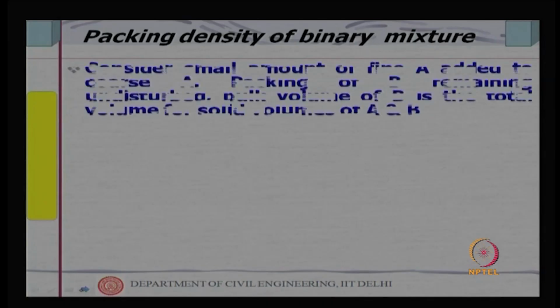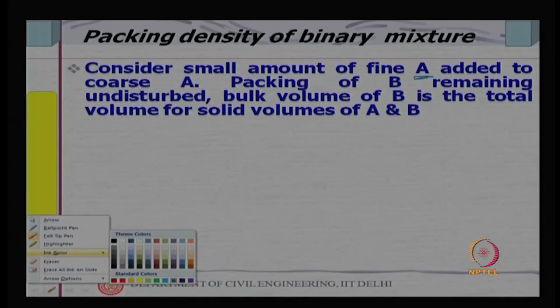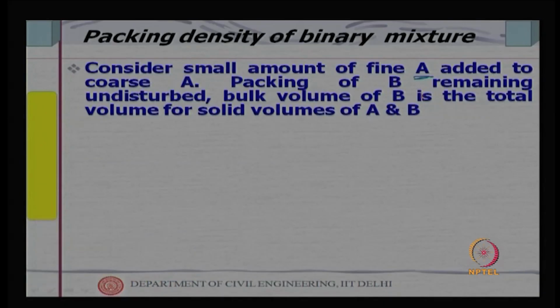Now, let us look at it from another angle. Consider a small amount of fine aggregate A added to coarse aggregate B. Packing of B remains undisturbed, and the bulk volume of B is the total bulk volume for the solid volumes of A and B. Let us just see, the diagram will make this statement very clear.